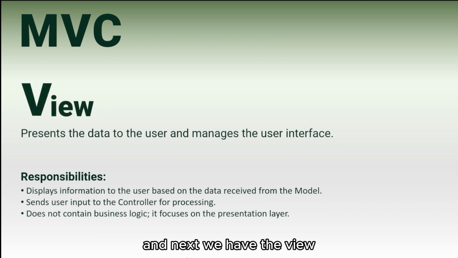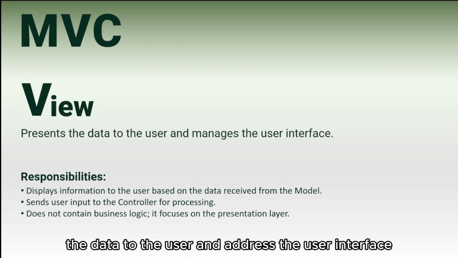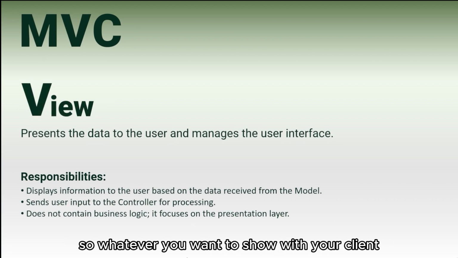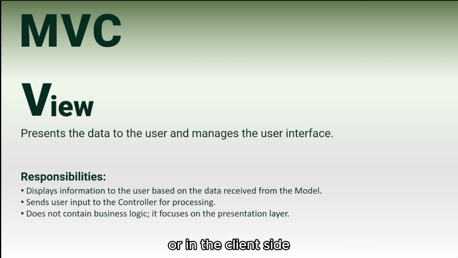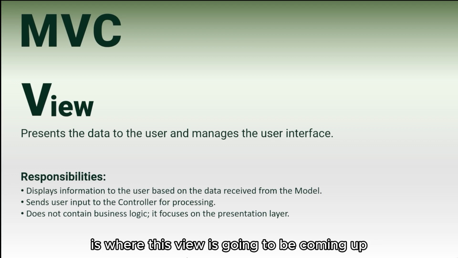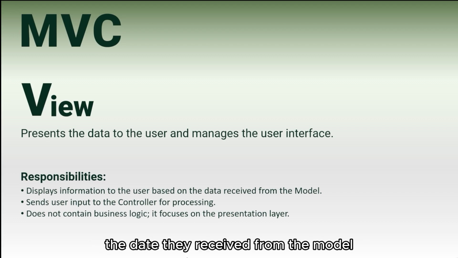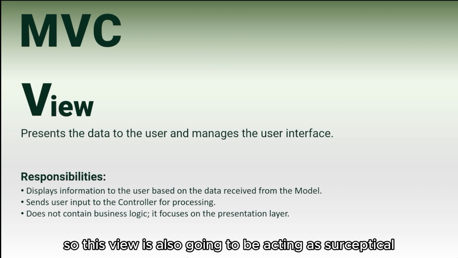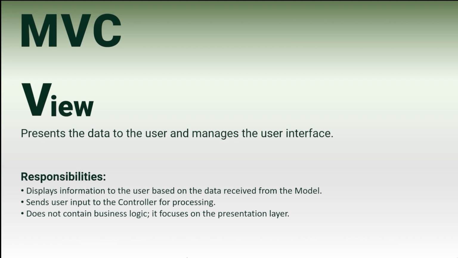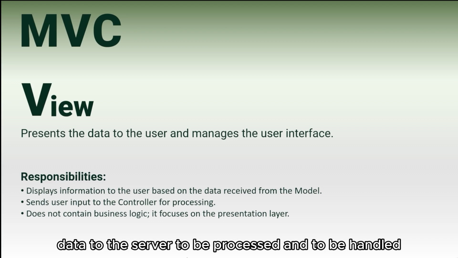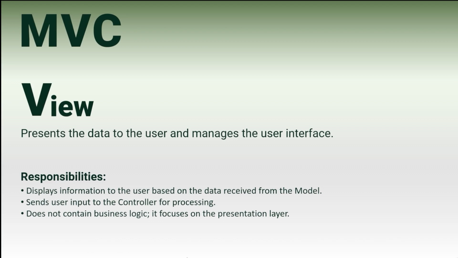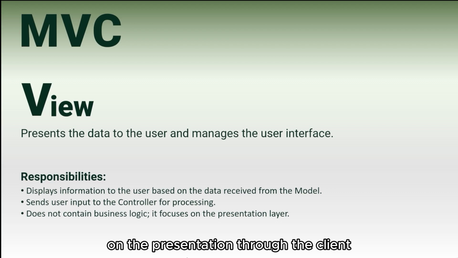And next we have the view. The view presents the data to the user and manages the user interface. So whatever you want to show to your client or in the client side is where this view is going to be coming along. The responsibilities for this view include displaying information to the user based on the data received from the model and sending user input to the controller. So this view is also going to be acting as a receptacle for your clients to send out data to the server to be processed and to be handled. And it does not contain business logic, and this mainly focuses on the presentation to the client.